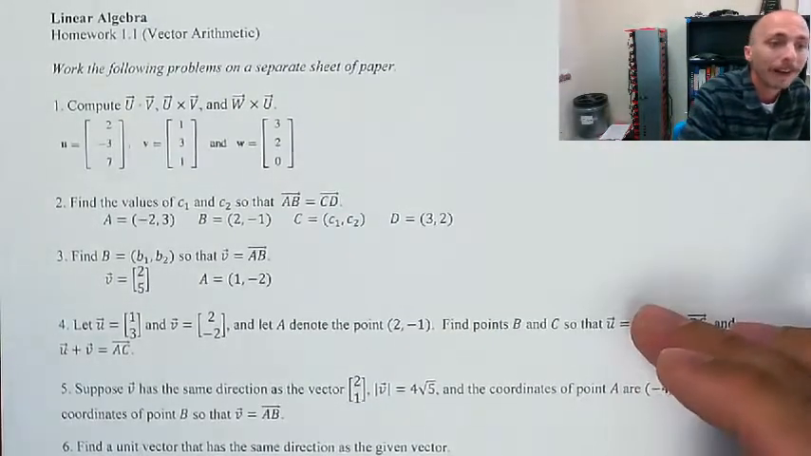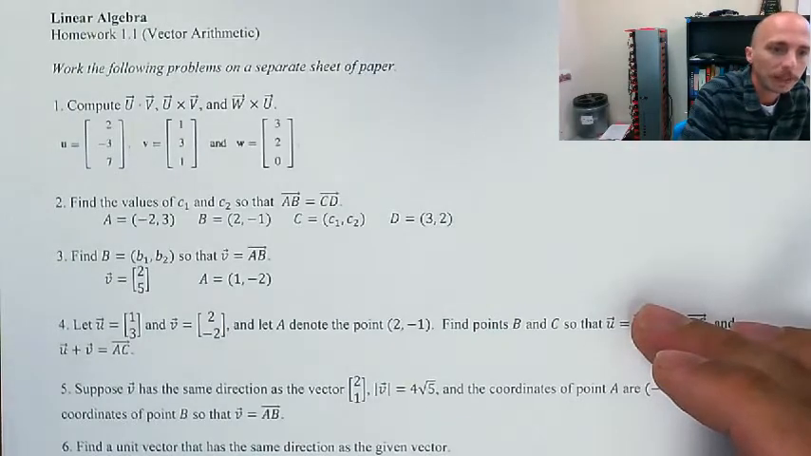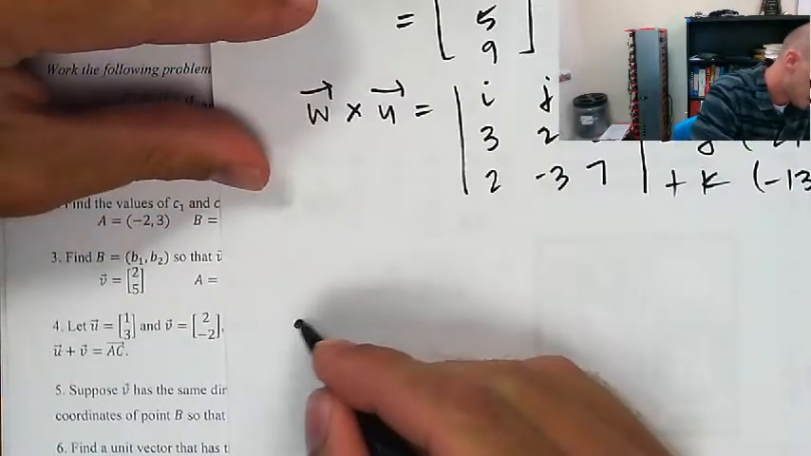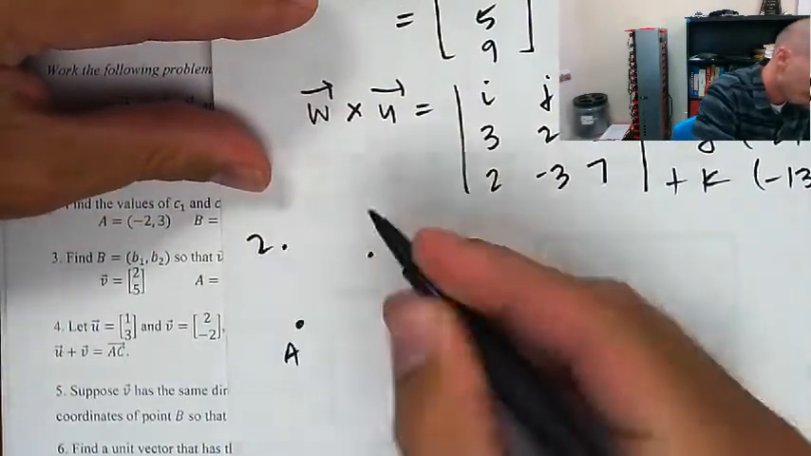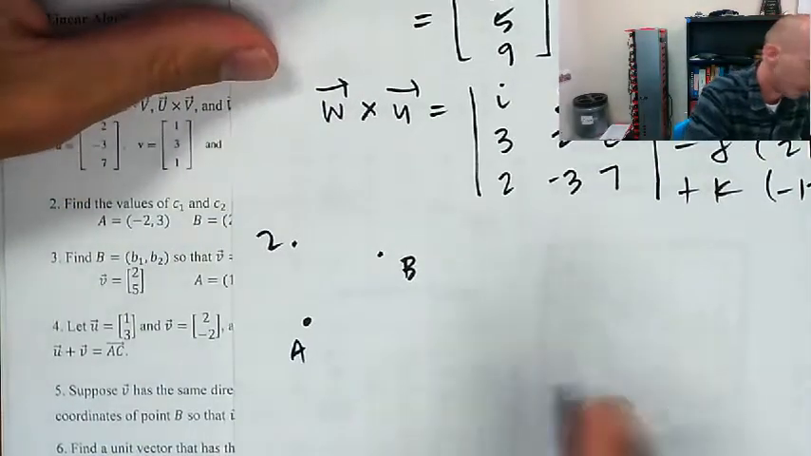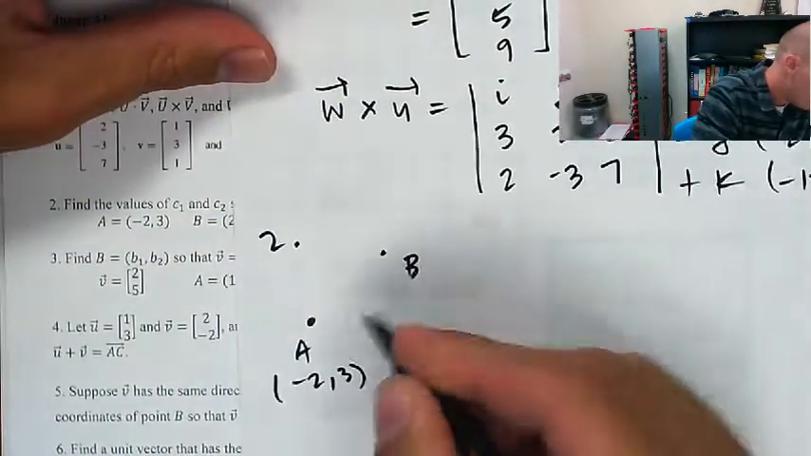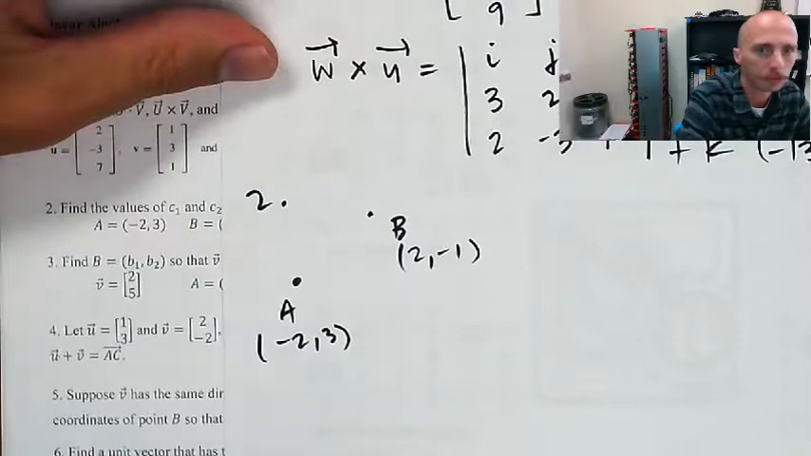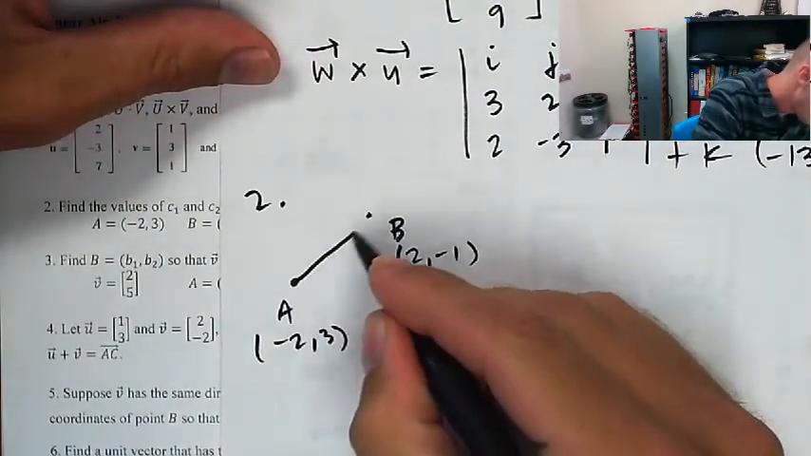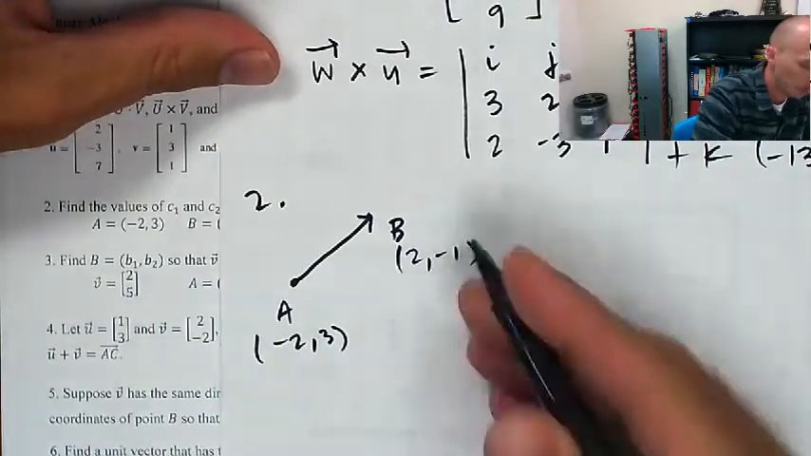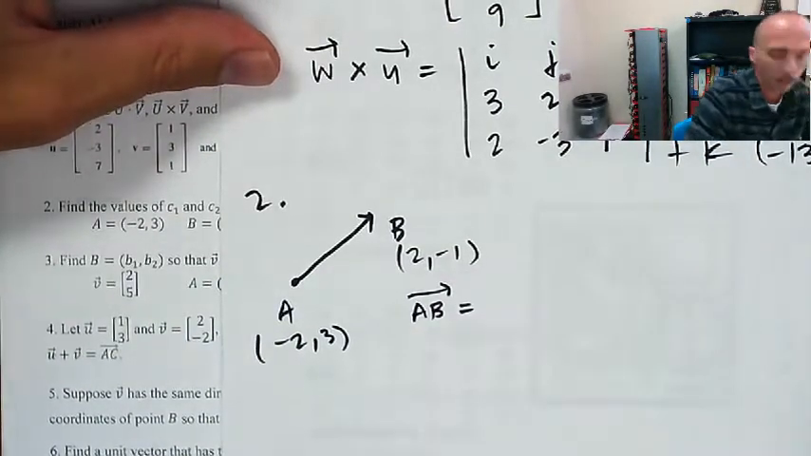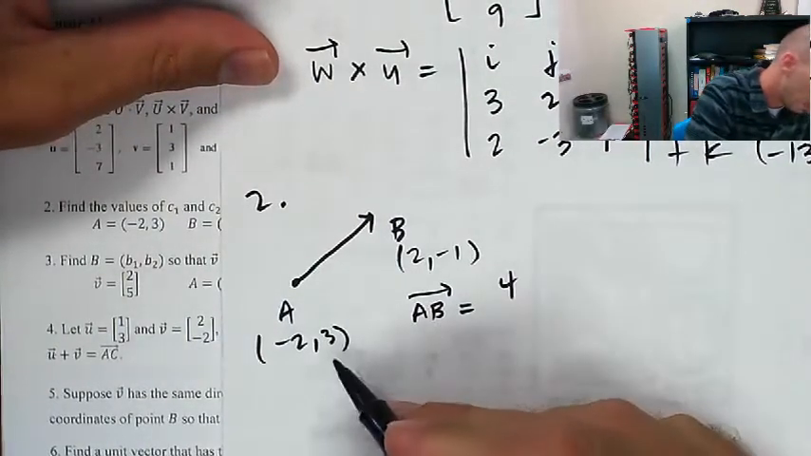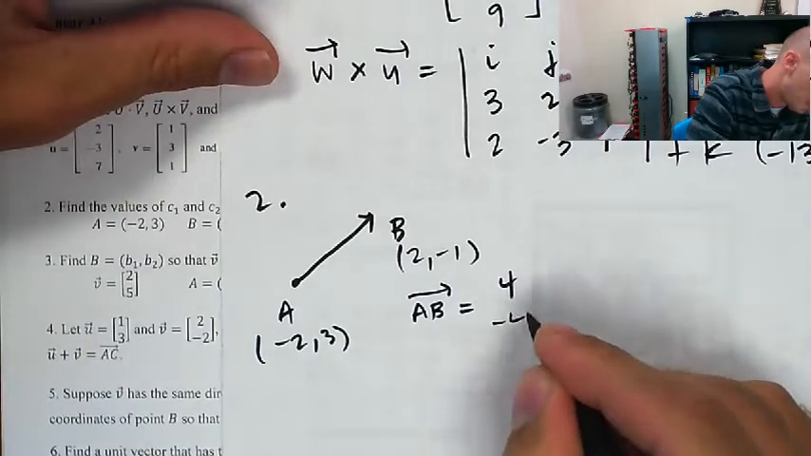Okay, number 1 is done, so on to number 2. Find the values of c1 and c2 so that AB is equal to CD. Okay, well, if that's AB, and so that's negative 2, 3 and 2, negative 1, definitely not drawn to scale or with correct orientation, so suppose they're like this. I want AB. What did I do to get from A to B? That's the question. I went from negative 2 to 2, that's 4 in the x direction. I've increased by 4, and I've decreased by 4 in the y direction.